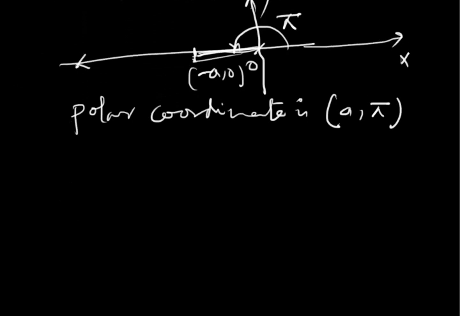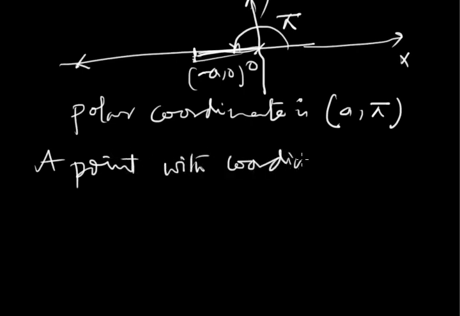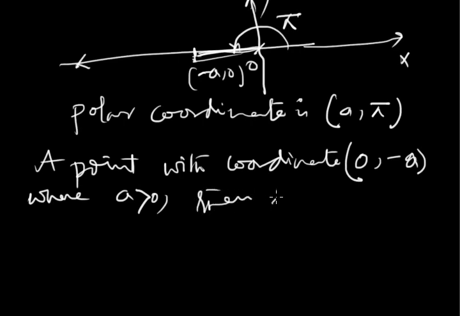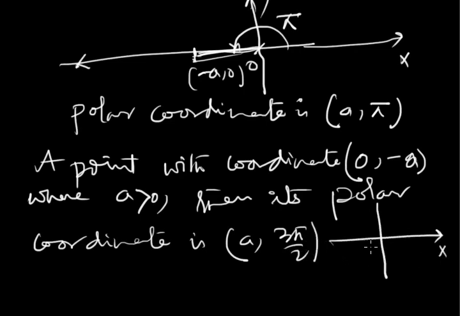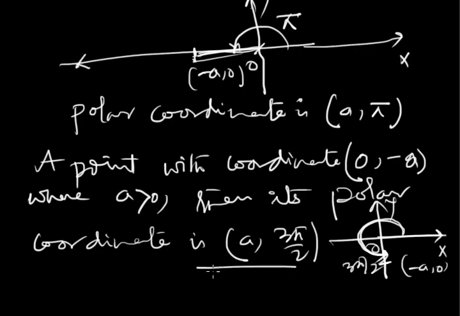Similarly, if we consider a point with coordinate (0, minus a), where a greater than 0, then its polar coordinate is (a, 3 pi by 2), as this is the initial line, and this is the point (0, minus a), and this makes an angle 3 pi by 2 with the positive direction of the x-axis, and hence its polar coordinate is (a, 3 pi by 2).